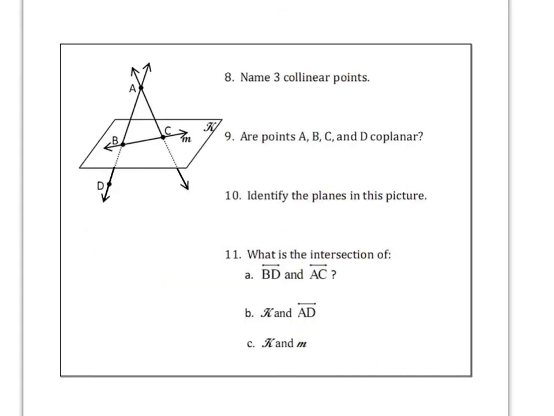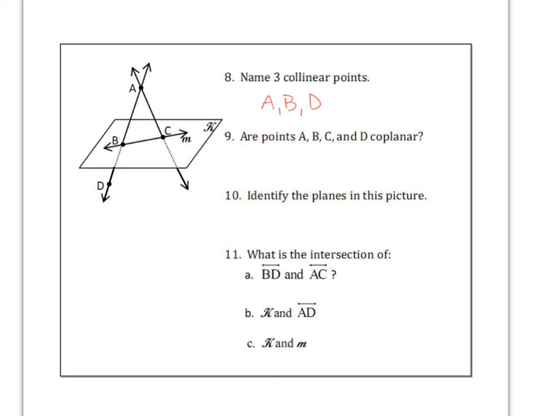Number 8, name 3 collinear points. I want you to look at that picture and see if you can find 3 points that are all in a straight line. If you thought A, B, D, I would say you're correct. So the only 3 points that are in a straight line there are A, B, and D. If you picked A, B, and C, they are not all in a straight line. That would bend. And so that would not be considered collinear.